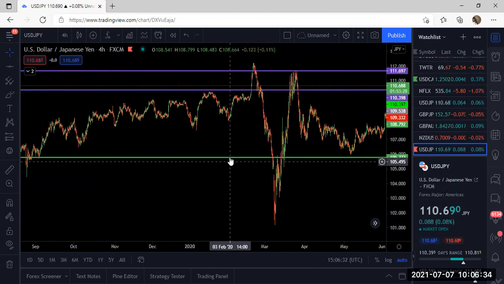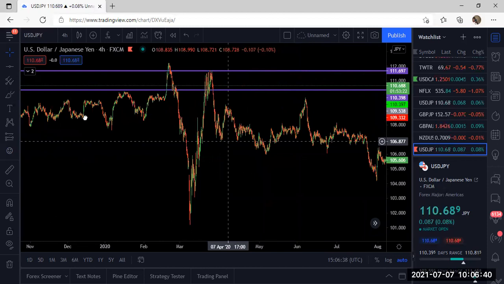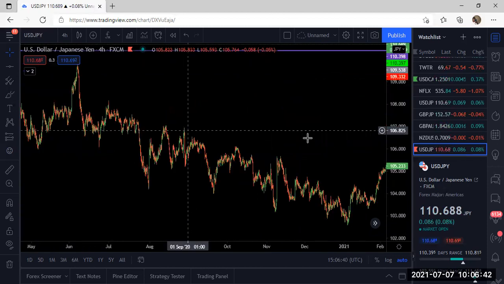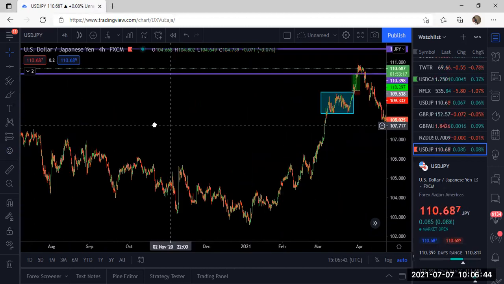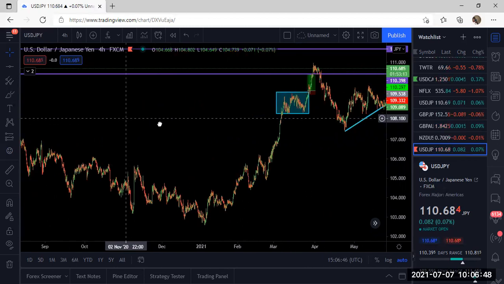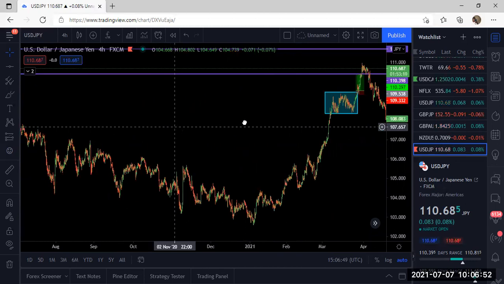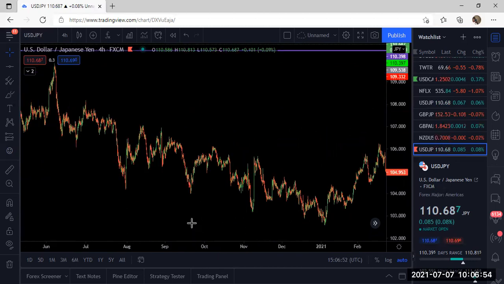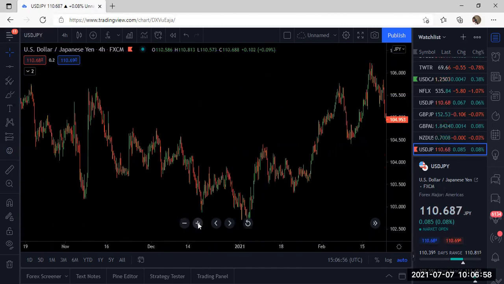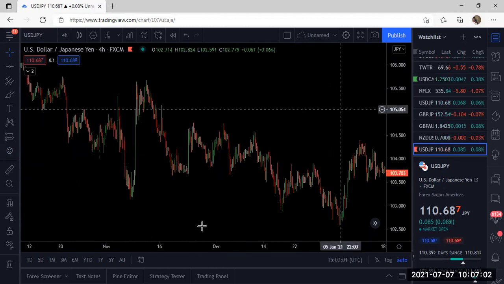I'm gonna give you another example on how I know where to put my stop loss and where to put my take profit. All right. Another example. Oh, here we go. Right here. We got another example. Where am I supposed to put my stop loss? Where am I supposed to put my take profit?